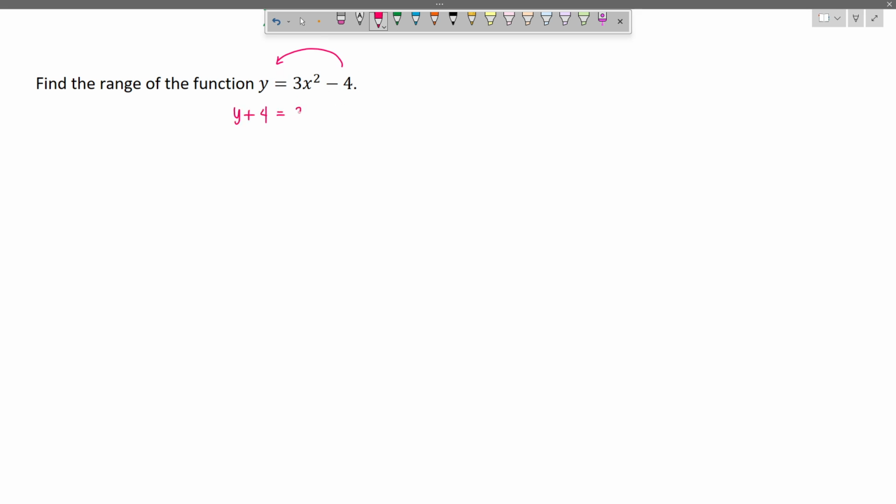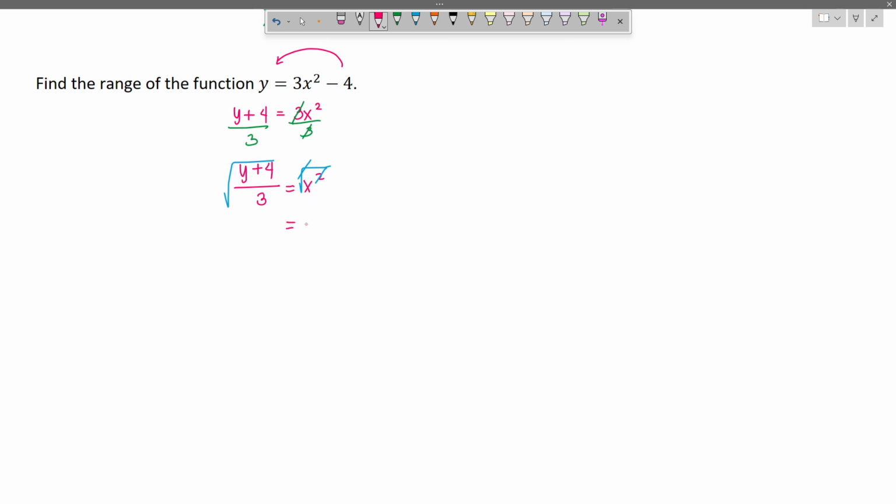So we get y plus 4 equals 3x squared. And then everything that's multiplied with x has to be removed. So we're going to divide both sides by 3. Then from here, we get y plus 4 all over 3 equals x squared. And then to solve for x, we need to get the square root of both sides. So this cancels out.